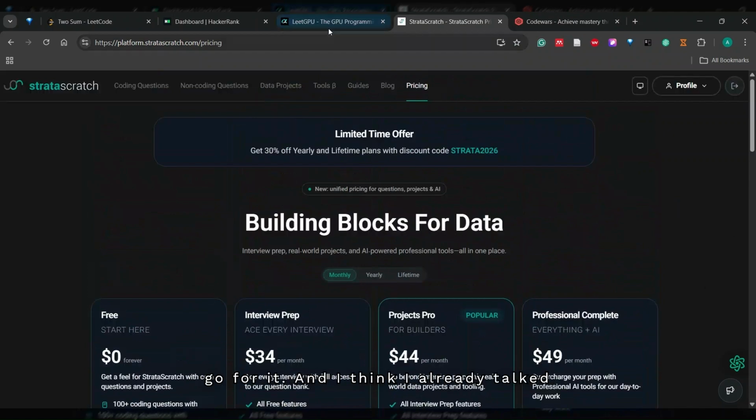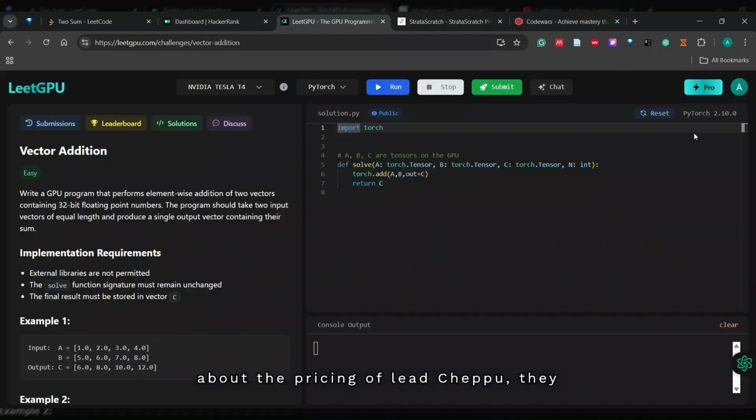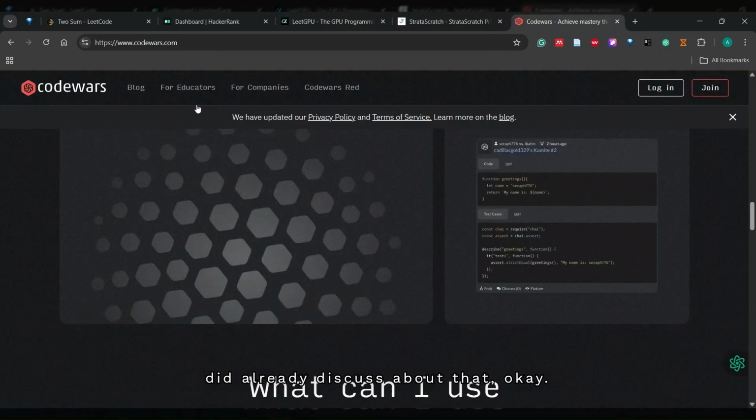And I think I already talked about the pricing of Lead GPU. They also don't charge that much. Okay, I did already discuss that.